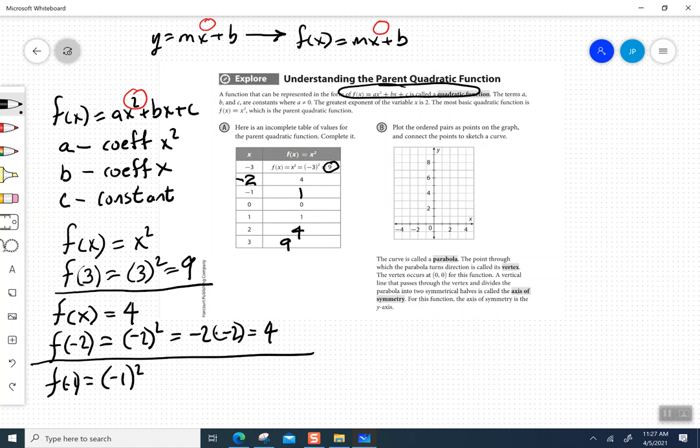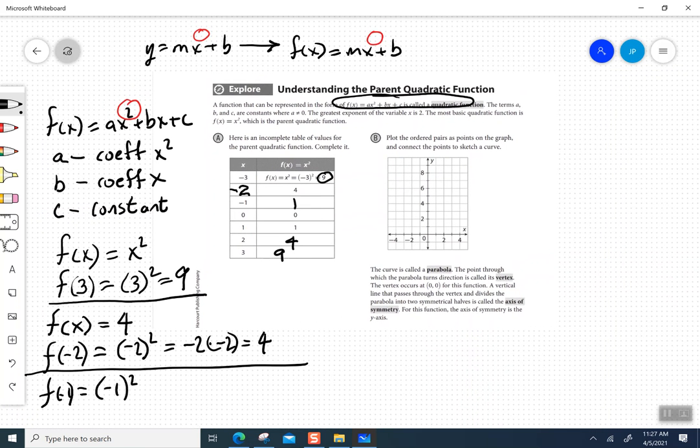Notice the interesting little pattern. You went from 9 to 4 to 1 to 0 to 1 to 4 to 9. This is very interesting, and it's very interesting because it creates something that we can call a parabola. Now, in order for you to see the parabola, we're going to have to go to Desmos and recreate this table right here.